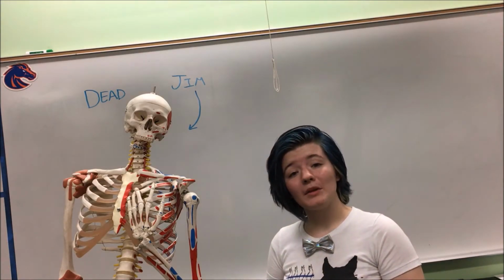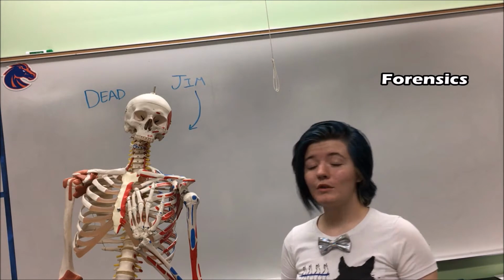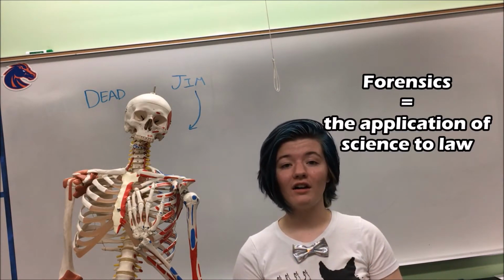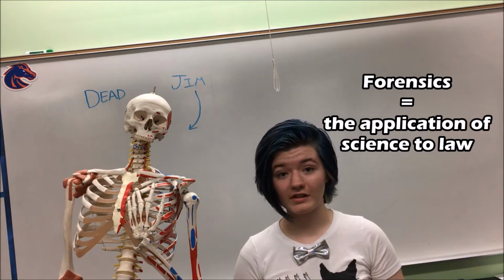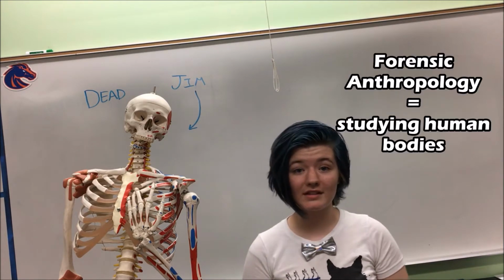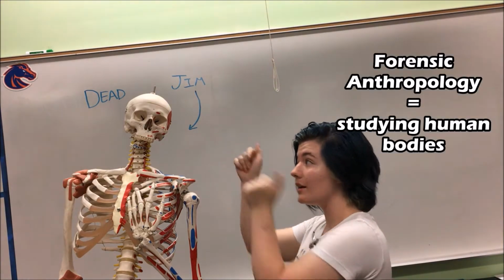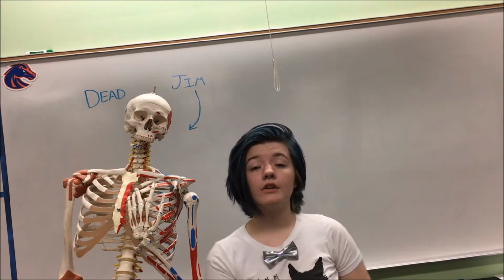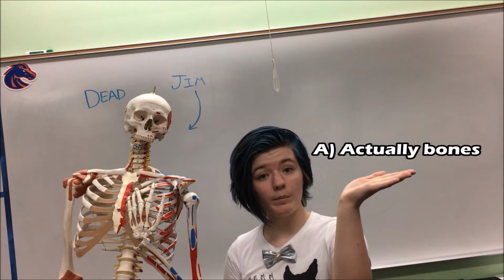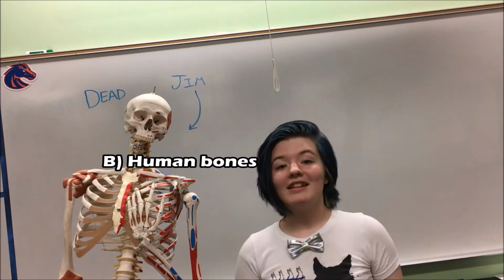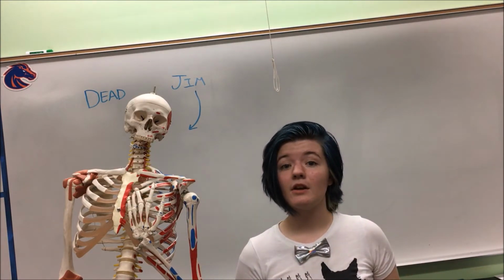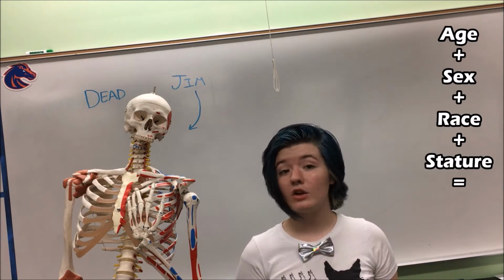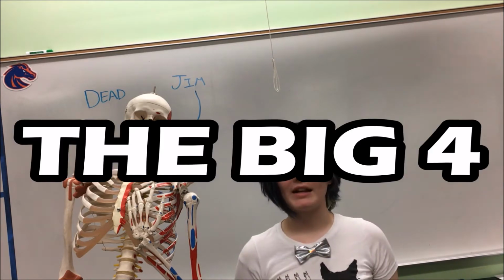Identifying bodies is possibly the most essential part of forensics. What's forensics, you ask? Forensics, in short, is the application of science to law. The most common branch of forensics is forensic anthropology, which is basically studying bodies, like this one here. The first step into identifying a body based on bones is to determine if they are A, actual bones, and B, human bones. The next and more specific steps are to determine the victim's age, sex, race, and stature. These are known as the Big Four of identifying bodies.